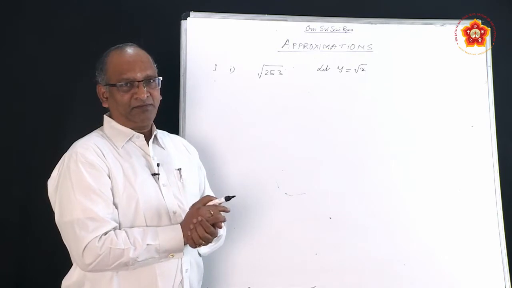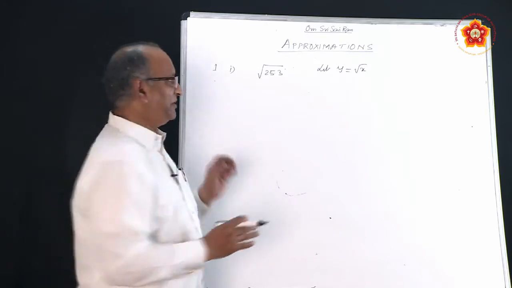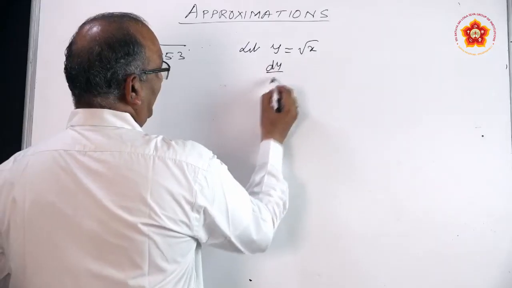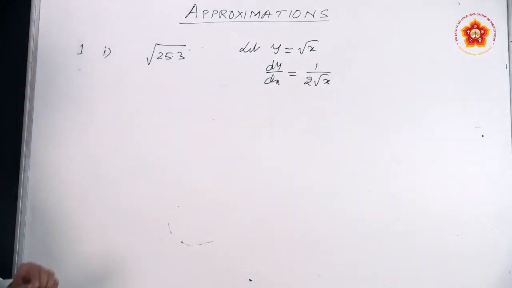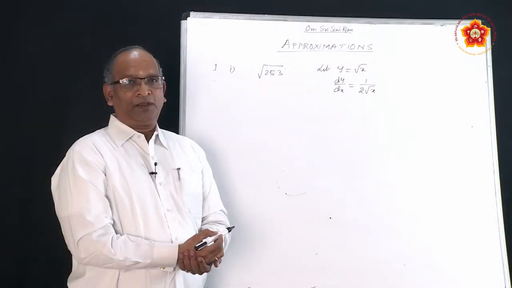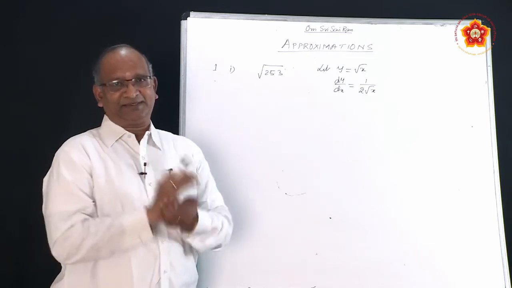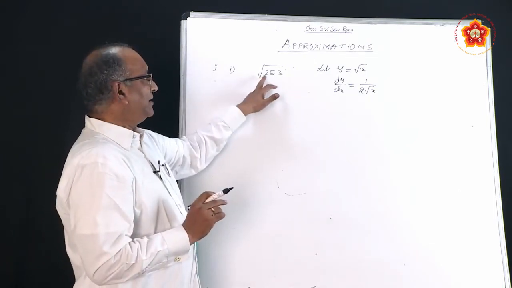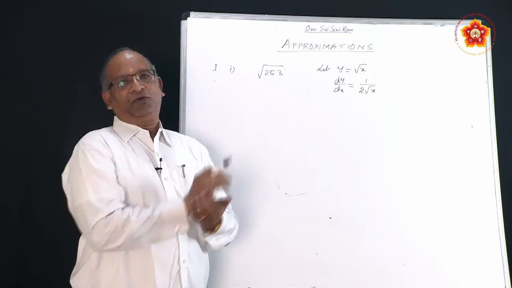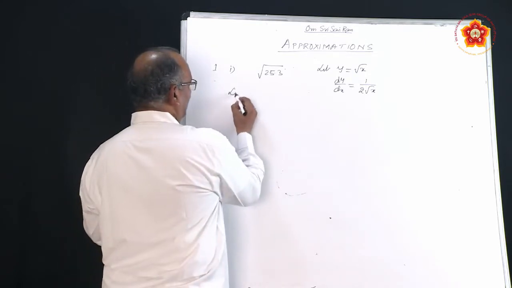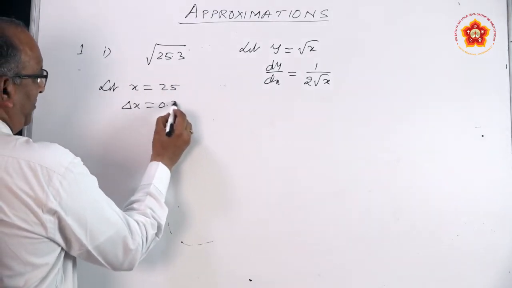We wrote that, and invariably in all the problems of this chapter, you know that you are going to find out dy by dx. So here itself we find out what is dy by dx, which we are going to use: 1 by 2 root x. Now, we need to know what is x. We also need to know what is delta x. Look at the problem. 25.3 is very close to 25, whose square root you know. So, we can assume that x is equal to 25 and delta x is equal to 0.3.